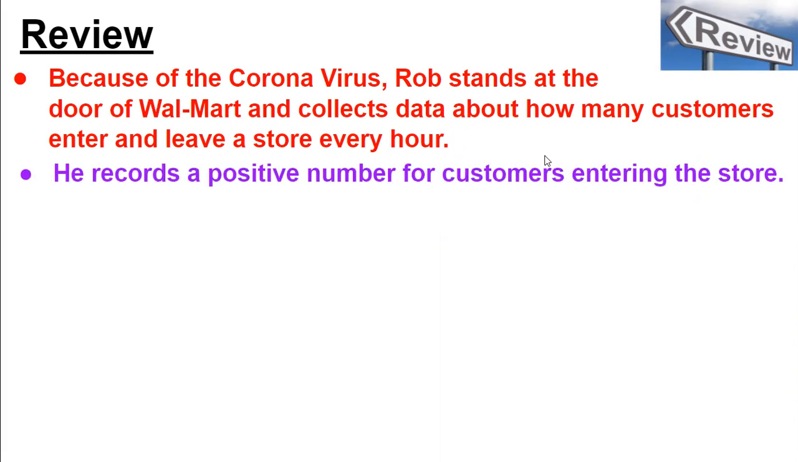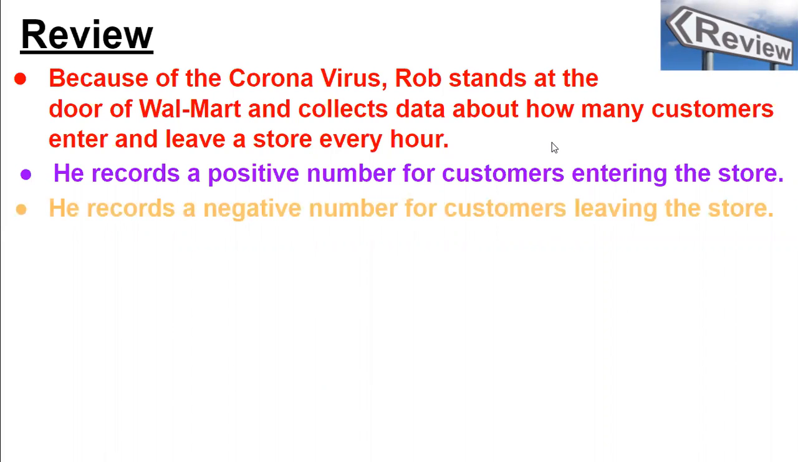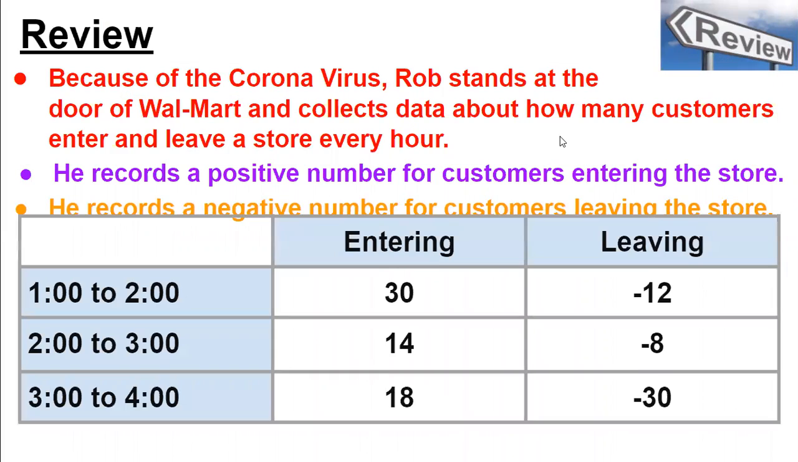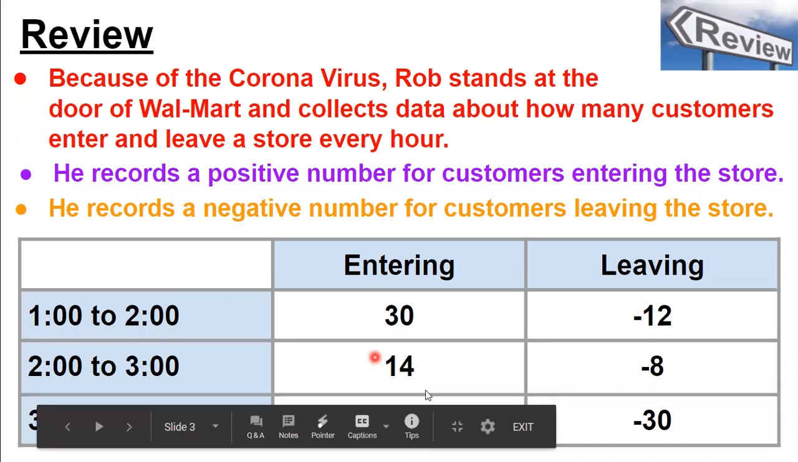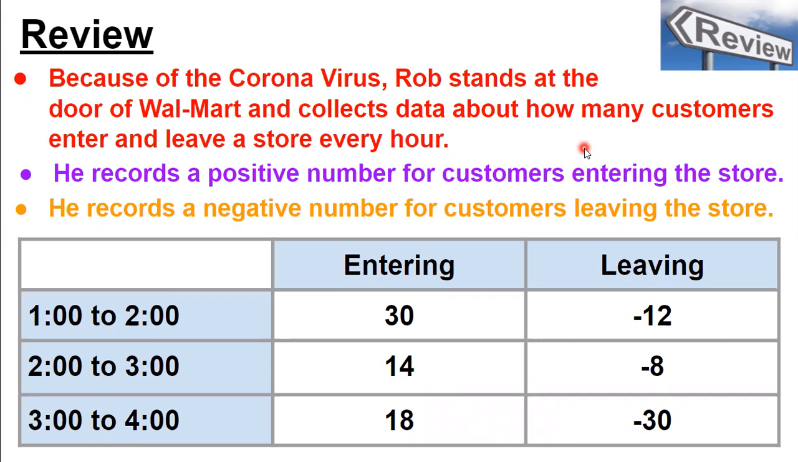Rob records a positive number for customers entering the store. That makes sense. Positive number, more people are entering. And he records a negative number for customers leaving the store. That makes sense too. There'll be less people in there, so that's a minus. Here is a chart. This is what he tallied up. From 1 to 2 o'clock, 30 people entered and 12 people left. At 2 o'clock, 14 people entered and 8 people left. From 3 to 4 o'clock, 18 people entered and 30 people left.